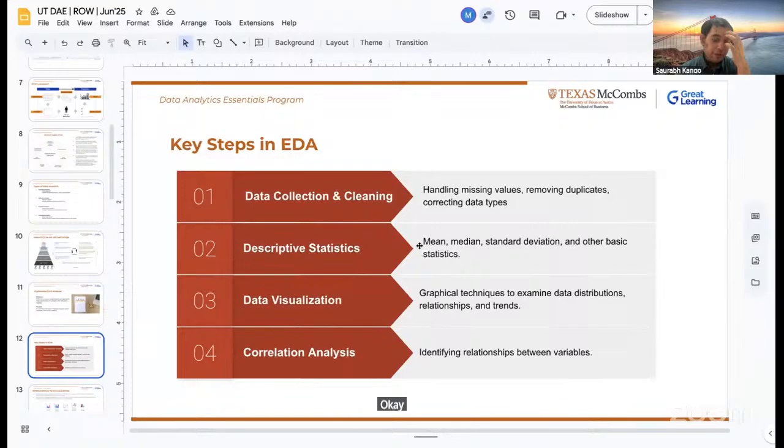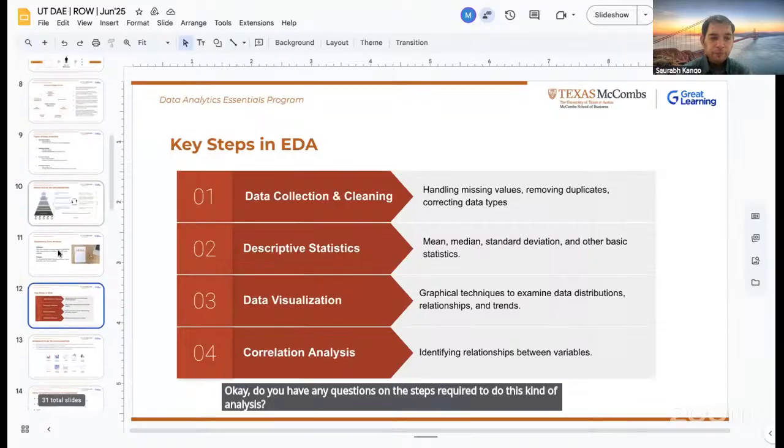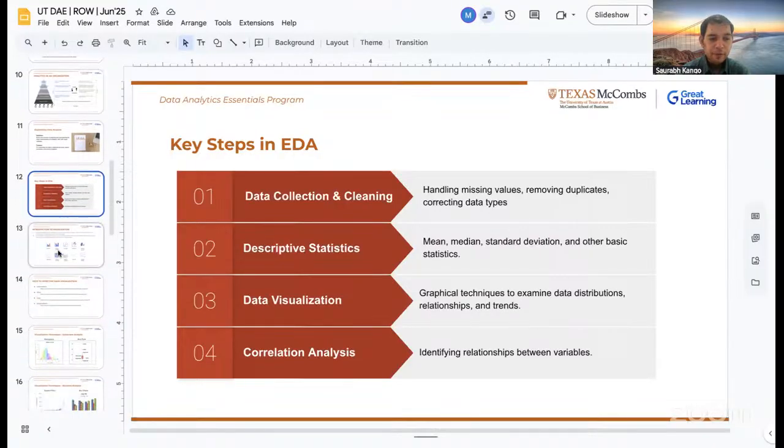Okay, do you have any questions on the steps required to do this kind of analysis? All good till here?